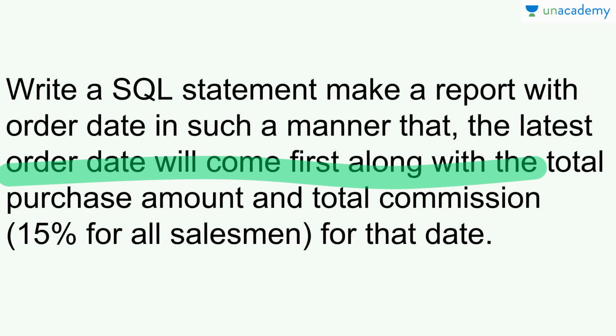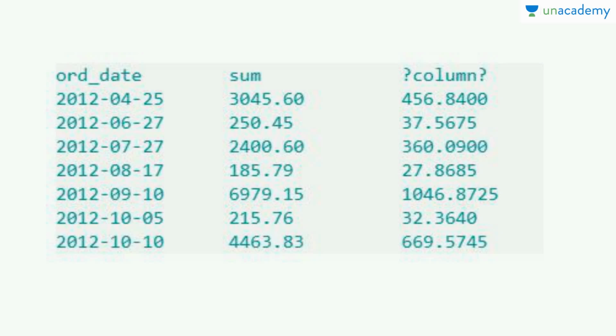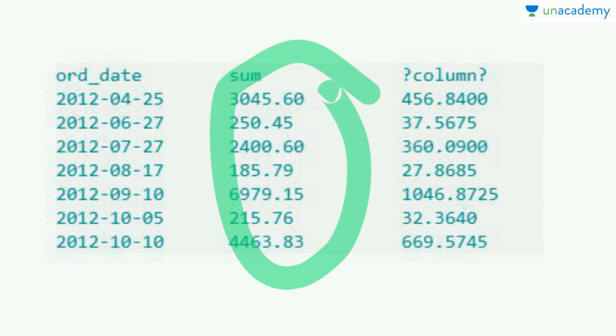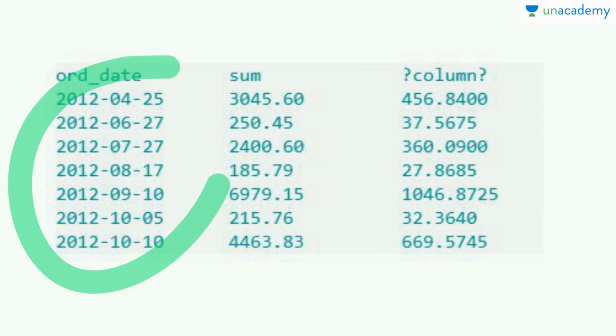The latest order date comes first, that is, we have to apply descending here. So we have to apply descending also. Okay, so what was our output? Order date, then sum, and then the commission. Okay, just apply descending here and reverse it.